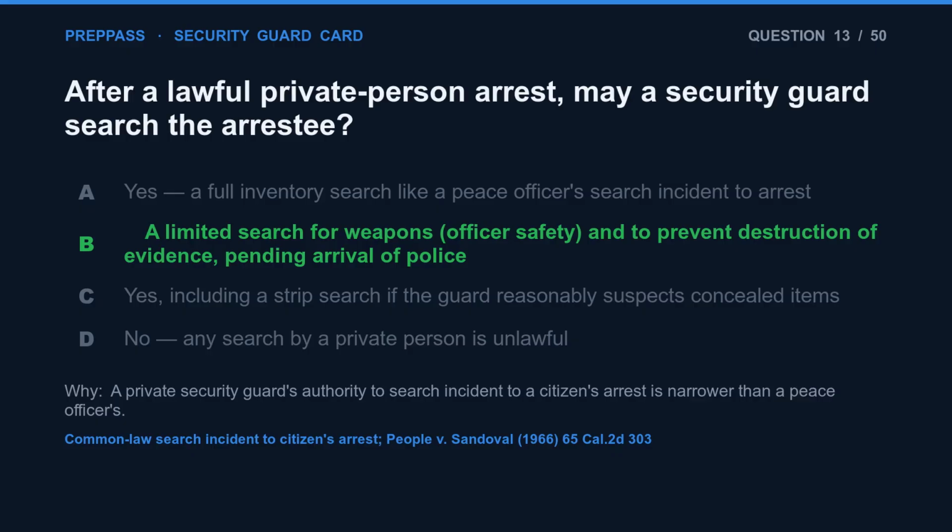The correct answer is B. A private security guard's authority to search incident to a citizen's arrest is narrower than a peace officer's.